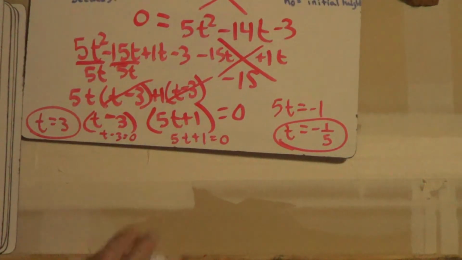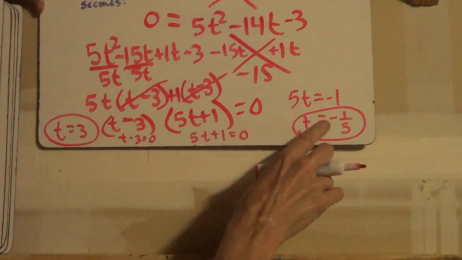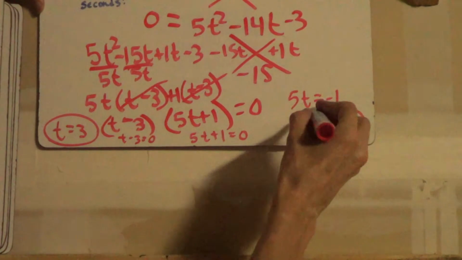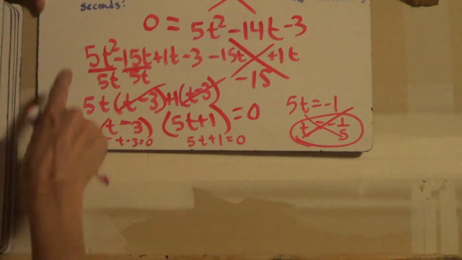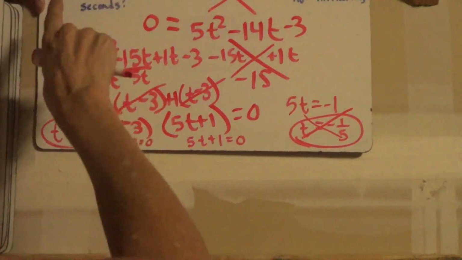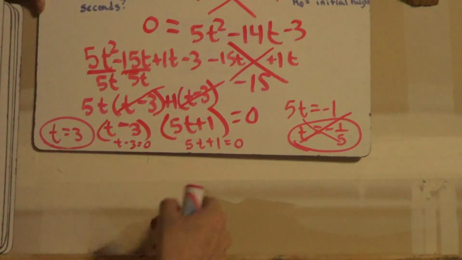Which of those is a reasonable time? Can we have a negative time? No. We can only have a positive time. So it takes him 3 seconds jumping with that velocity to come down into the water.